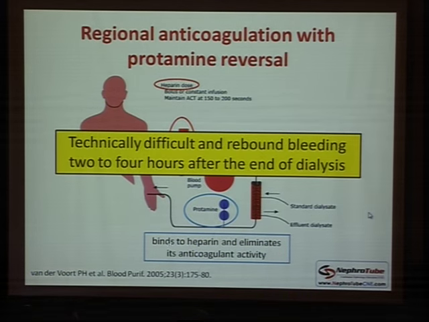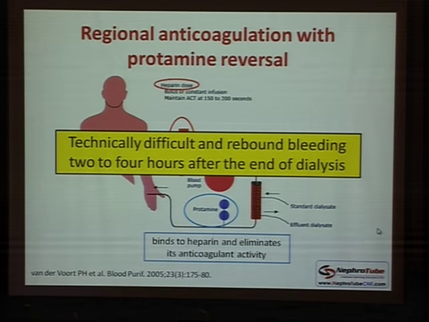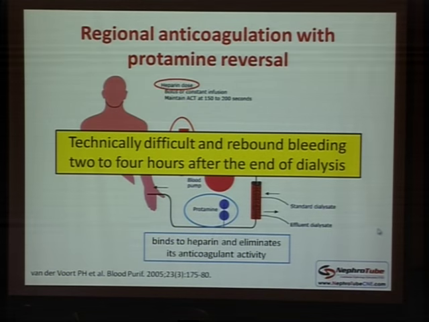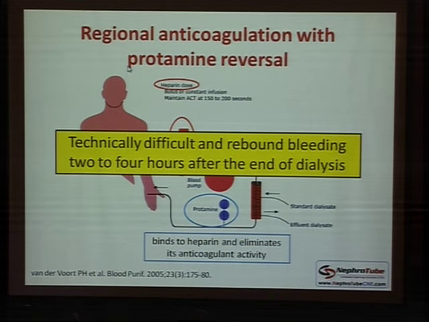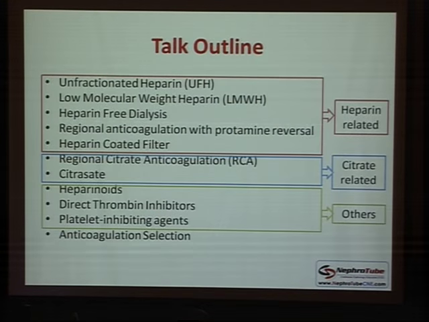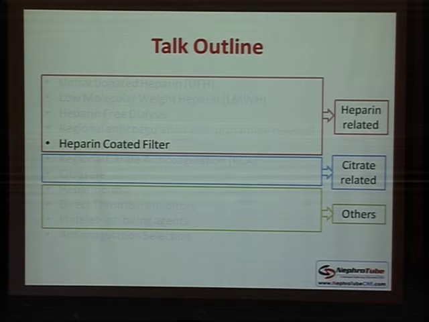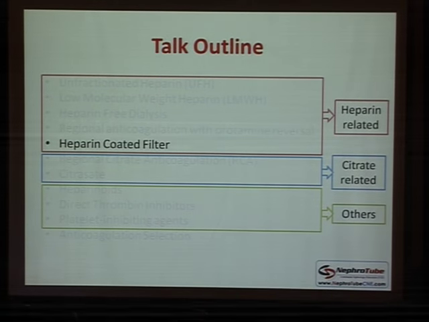But actually, this is technically difficult, and rebound bleeding 2 to 4 hours after the end of dialysis has occurred. This is because the heparin-protamine complex that enters the patient's body is cleared by the reticuloendothelial system, which will elevate the heparin level in the patient's body and lead to catastrophic bleeding.